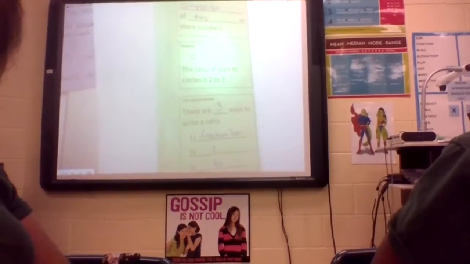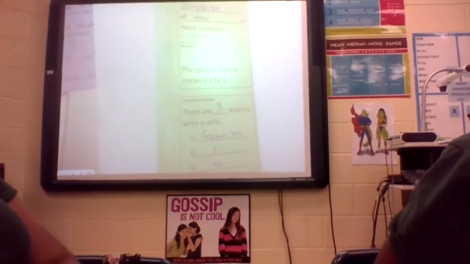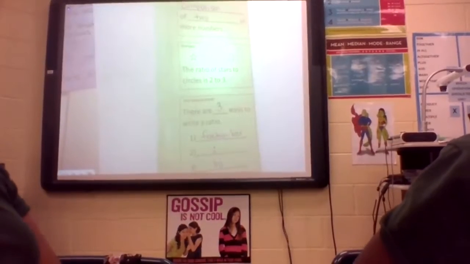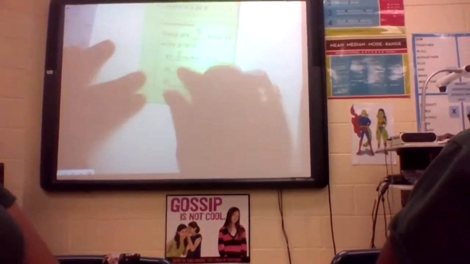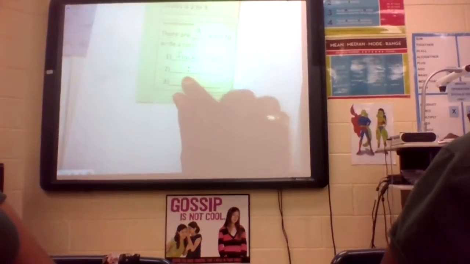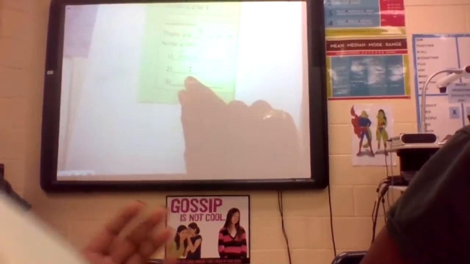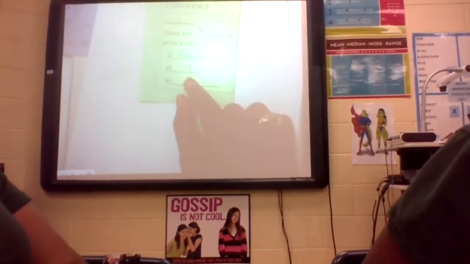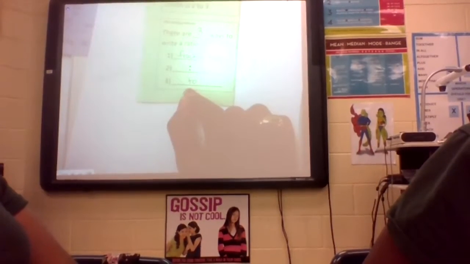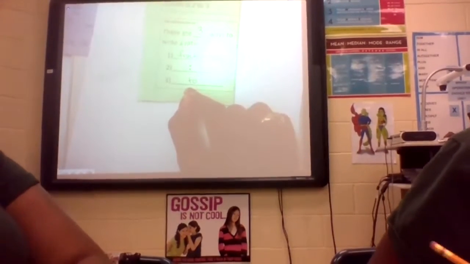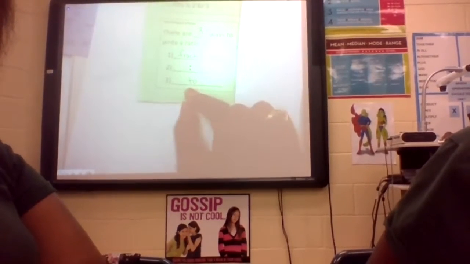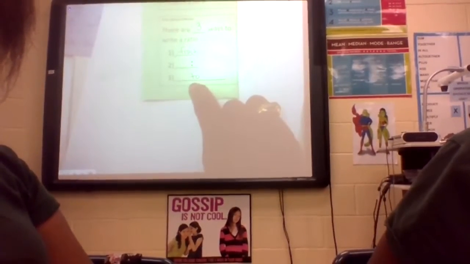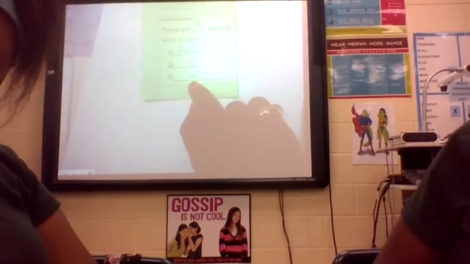All right. Now, there are 3 ways to write a ratio. The first way is to make it into a fraction, so you will use a fraction bar. The second way is you can use a colon. The third way is the word "to." Those are the 3 ways that you can write a ratio: a fraction bar, a colon, and the word "to."